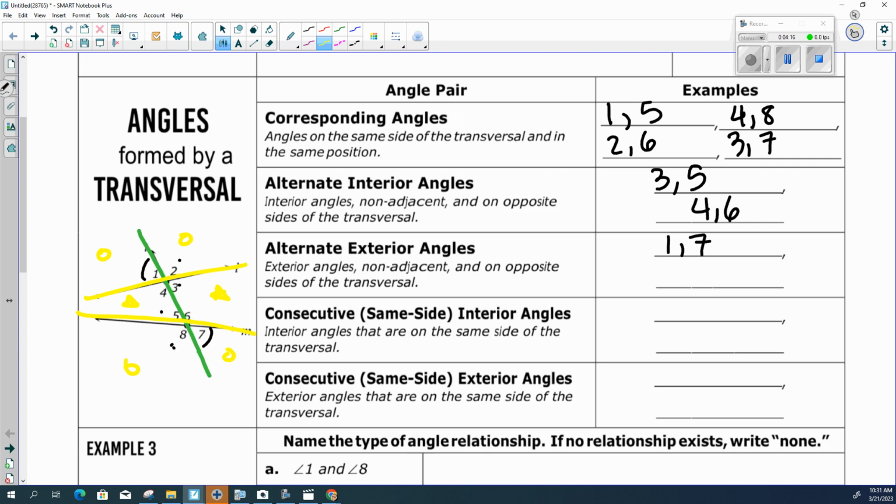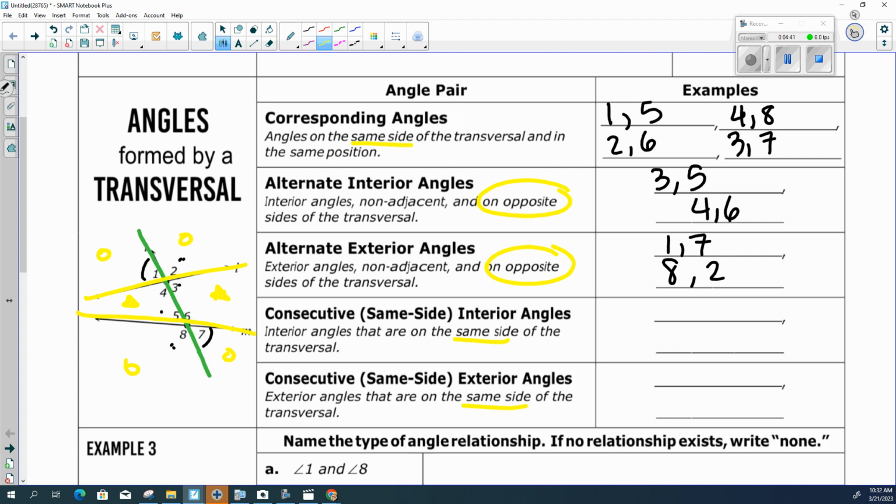I can see that 8 and 2 are alternate exterior. They're on opposite sides of my transversal, and they're outside of the yellow lines. So these are all math terms, but you can say it in your mind a way that you might understand it. Opposite and opposite, that's going to be important. And same side, same side, same side.